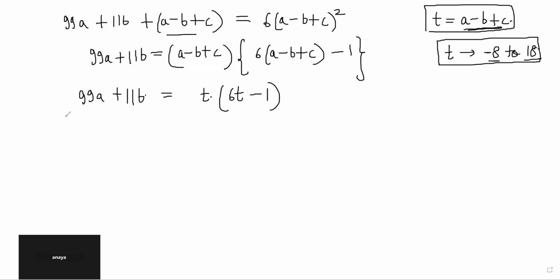Great. Now, look at this equation. This equation gives you additional information about T at least. Because on the left side, can you tell me something about the left side here?